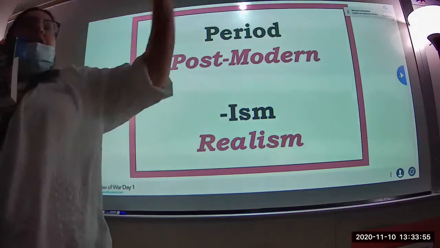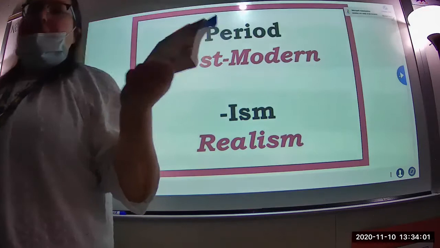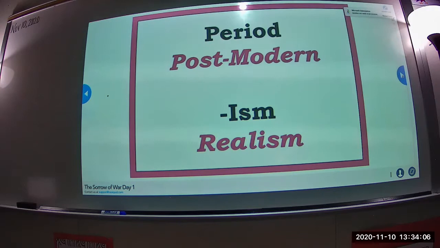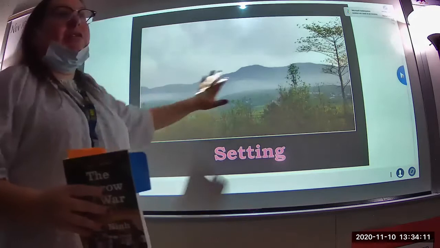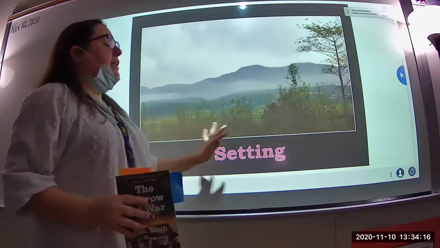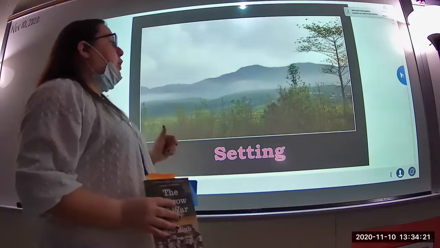So The Things They Carried was the American version, and now we're going to look at a Vietnamese version, okay? Any questions? All right. This is a picture of around the area that he's going to be describing and talking about. This is part of Vietnam, and it's near the place that he's talking about. This is just so you have in your mind's eye what the setting kind of looks like. What are some thoughts that come to mind?